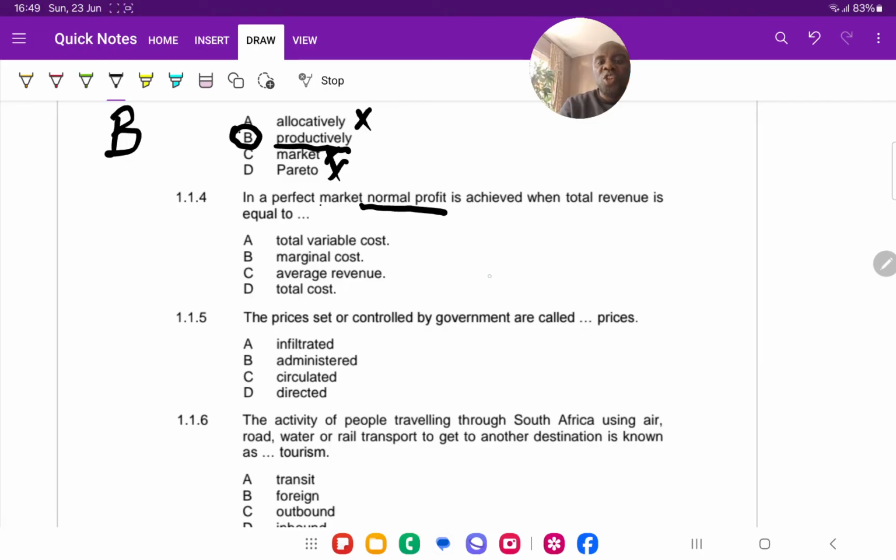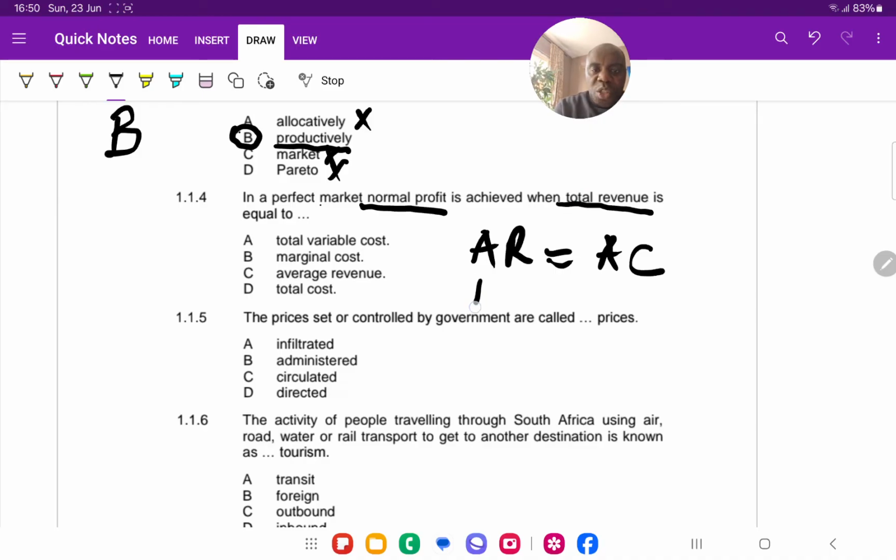We usually know that normal profit is AR equal to AC. When we are drawing our graphs for market structures, we know that normal profit occurs when average revenue is equal to average cost. But in this case, you can see that the examiner is trying to see if you are able to get the correct answer if they ask you using total revenue.